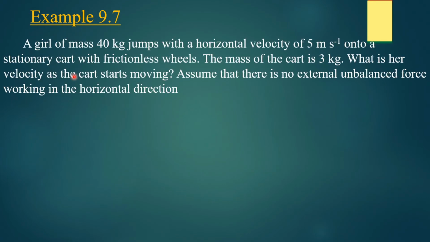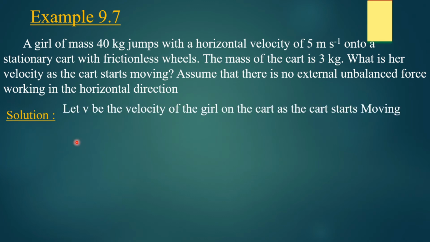Consider next example 9.7. A girl of mass 40 kg jumps with a horizontal velocity of 5 meter per second onto a stationary cart with frictionless wheels. The mass of the cart is 3 kg. What is her velocity as the cart starts moving? Assuming that there is no external unbalanced force, working in the horizontal direction.